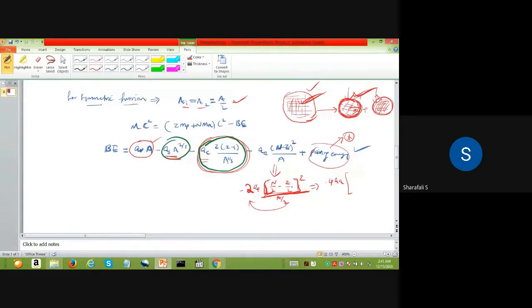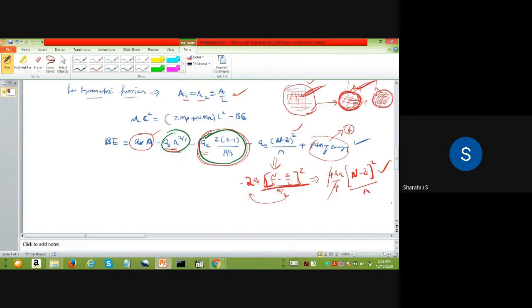So you can take that as common. That 4 and this 4 will cancel each other, or you can directly take the 2 squared outside, so that 4 will come here. Then you have (n − z) squared divided by a. So this 4 and this 4 get cancelled, and you will get the same expression as before. So for the asymmetric term there is no change when the fission happens into the daughter nuclei, and we are not considering the pairing term here.